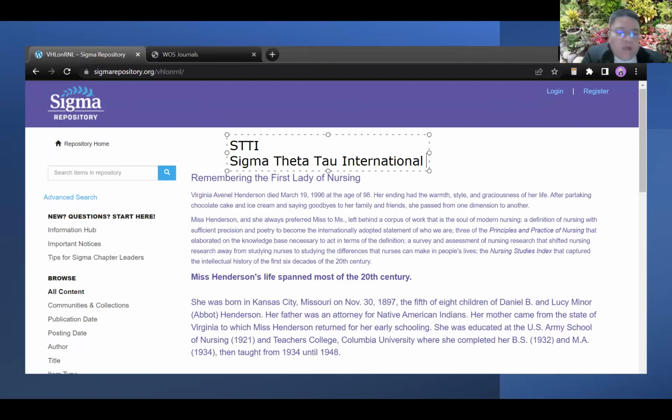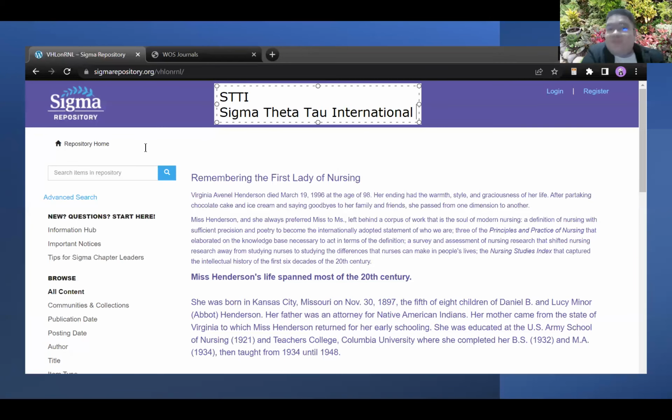So they are nurses who had, for example, honorary degrees. They are nurses who have been in leadership positions. They are nurses who have had influence. So class, the term for Sigma Theta Tau is the International Honor Society of Nurses. And if you look at the Sigma repository, it has a lot of researches done by nurses across the globe. Okay? Sir, can we be members of Sigma Theta Tau International?